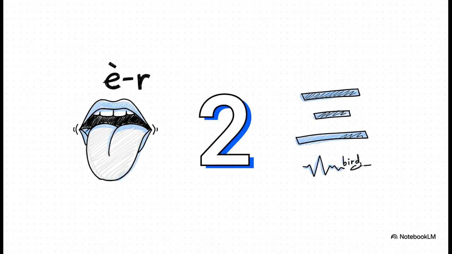Next up, we have 2. This is pronounced èr. Now, this sound can be a little tricky for native English speakers. It's kind of like the ear sound in the word bird, but you don't really pronounce a hard R sound at the end. Give it a try. And as you can see, that logical pattern continues. 2 horizontal strokes for the number 2.